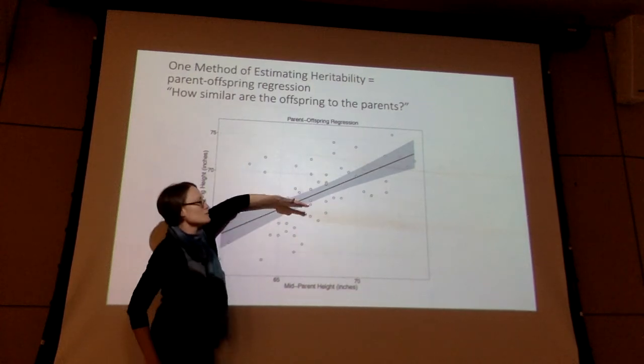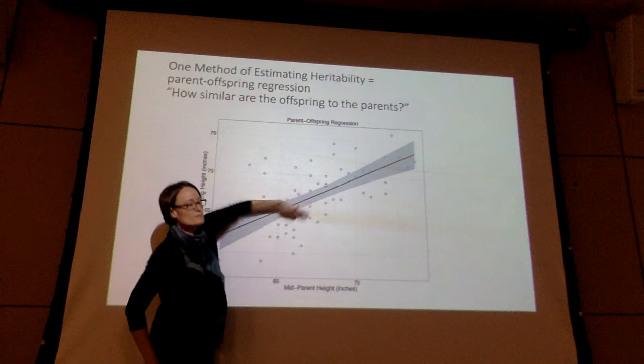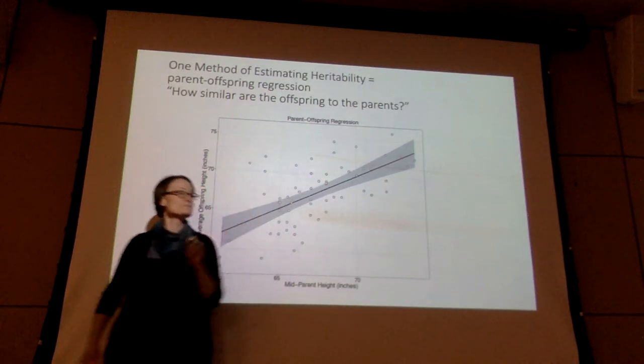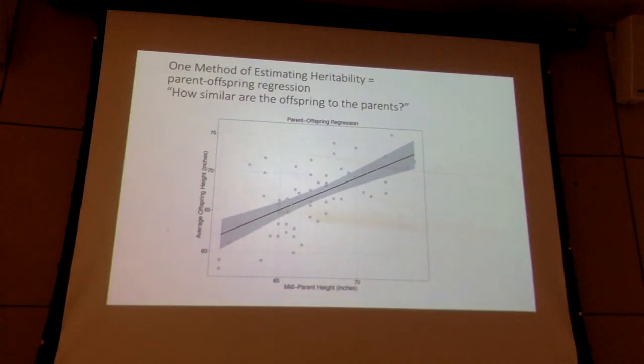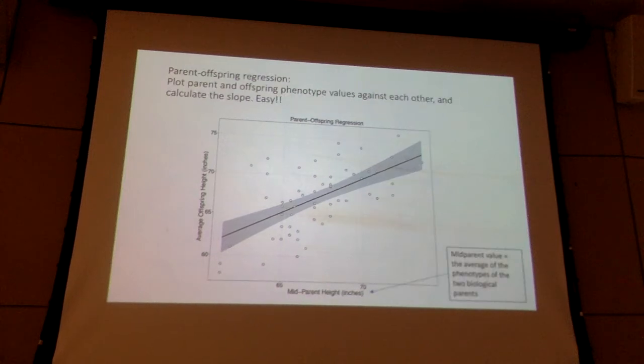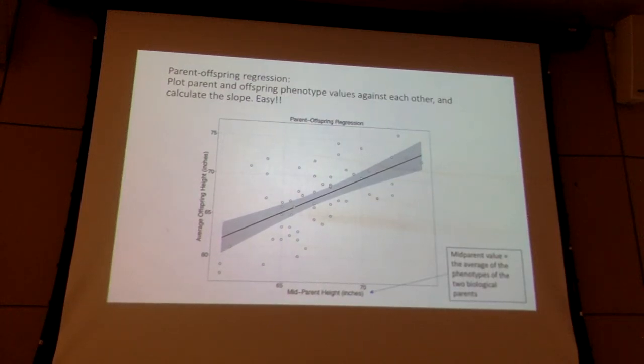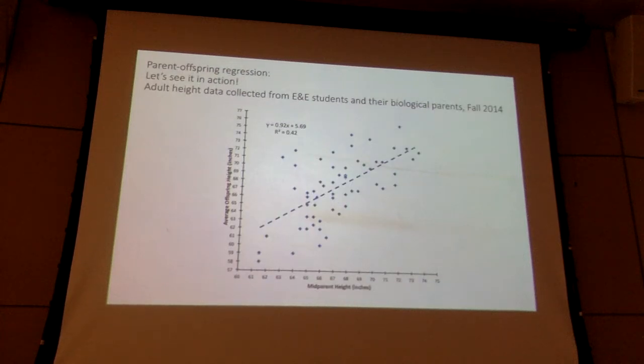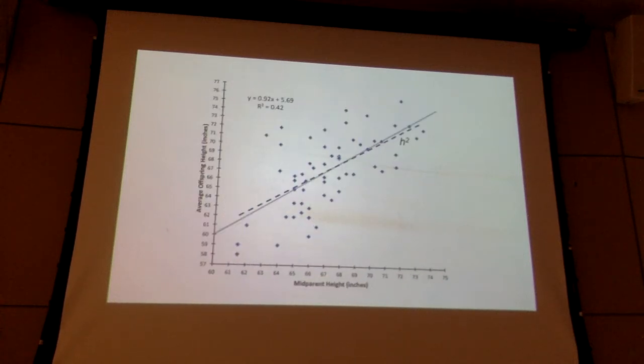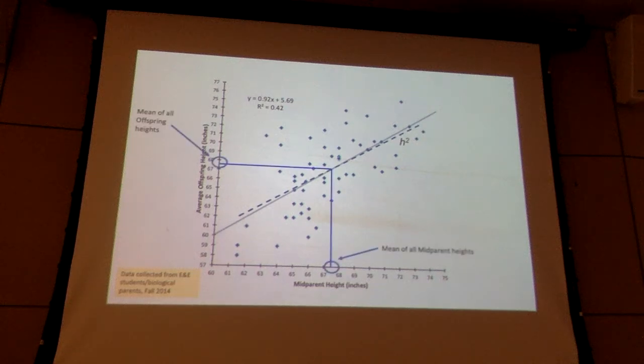Not 0, because 0 would be flat, right? 1. Right? It would be a 1-to-1 relationship. Okay, mid-parent value, the average of the phenotypes of the two biological parents. These are the E&E data. They're the mean of all the offspring heights.